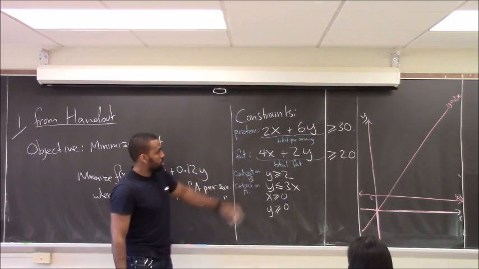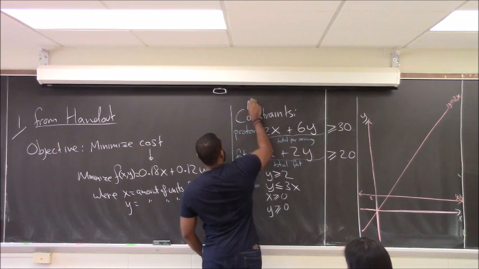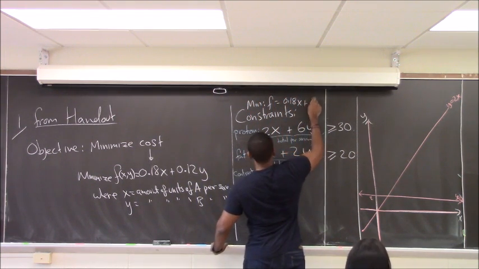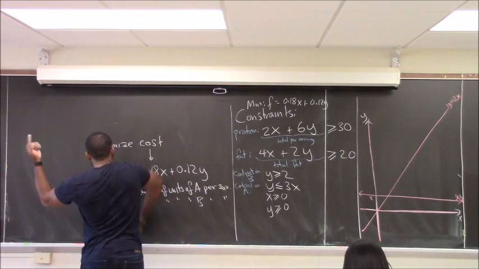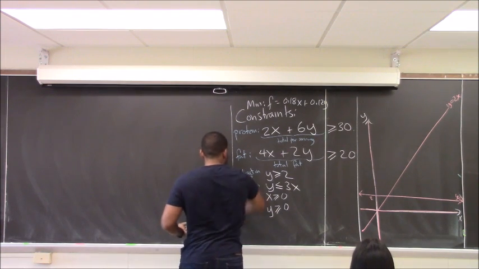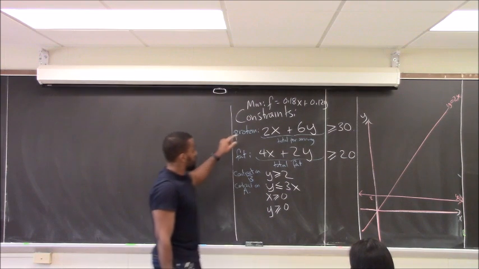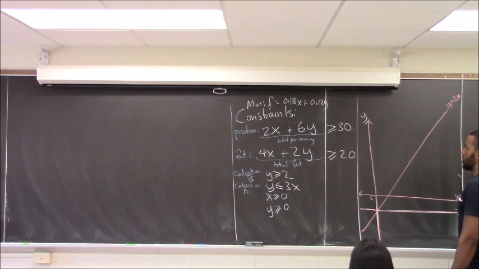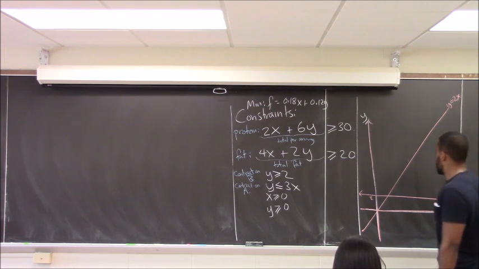Now we get to the tough ones here. So I want to minimize 0.18x plus 0.12y. Let me clear up some space here. x is the amount of food A and y is the amount of food B. Okay, so let's start with this one. What's the x-intercept here? 15. And the y-intercept? 5.